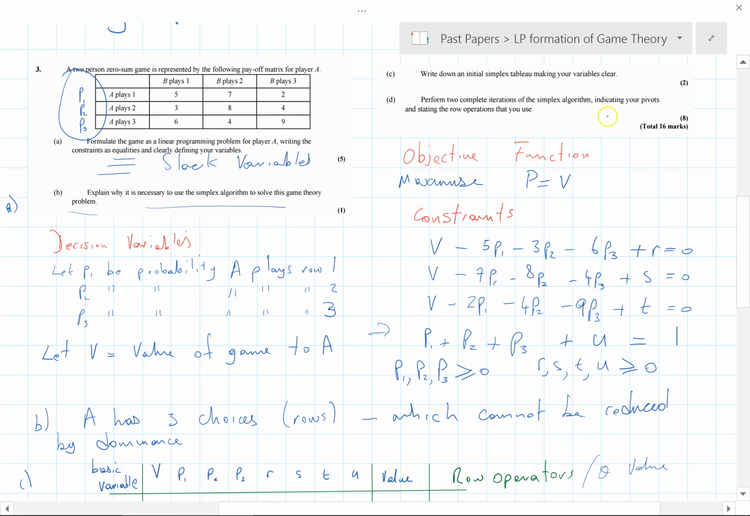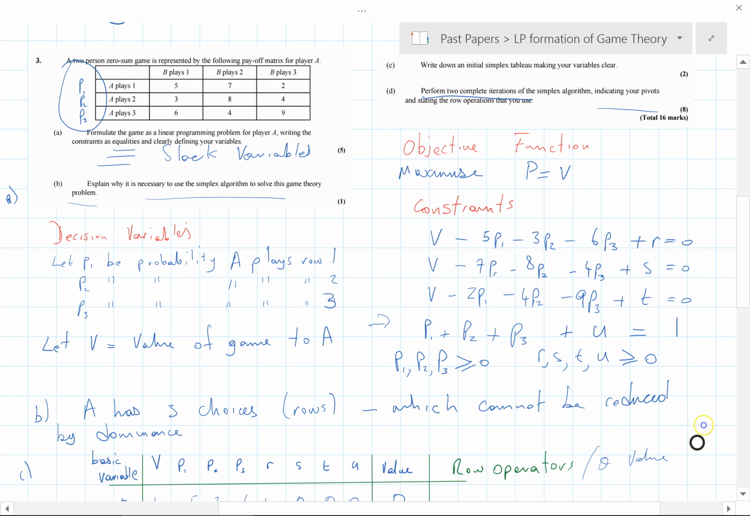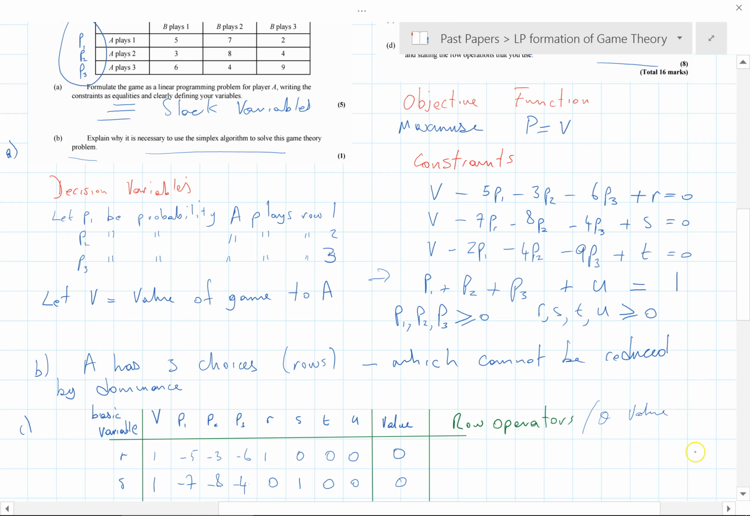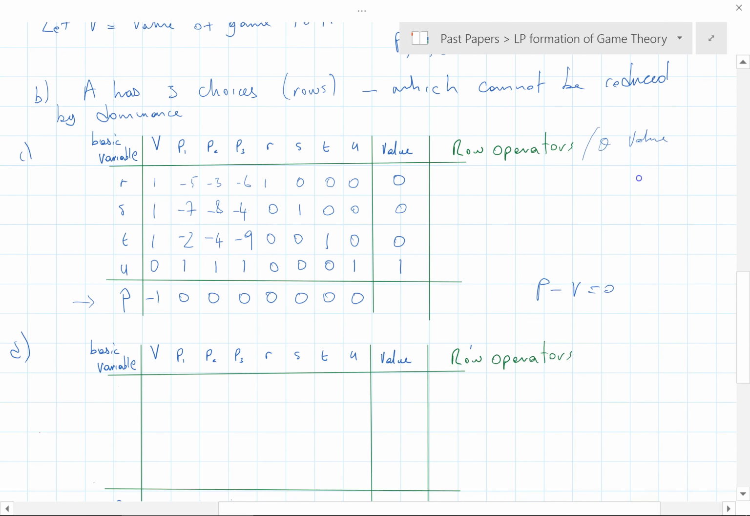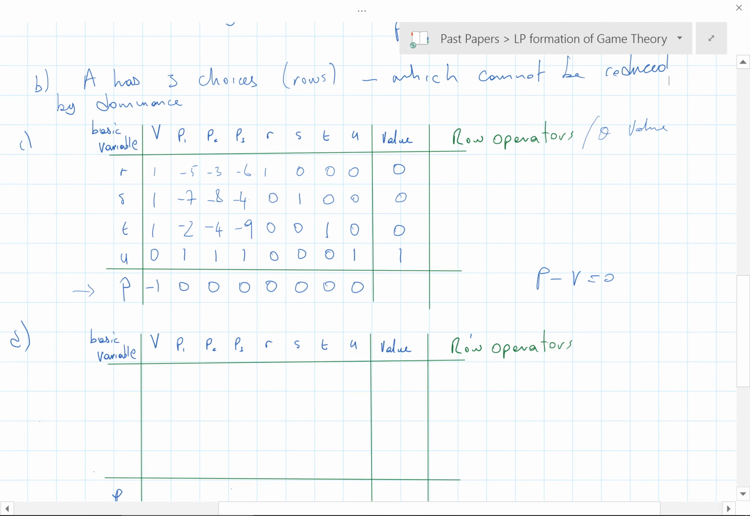So here we're not getting to the end of the problem. It's just asked to perform 2 iterations. We get the idea that if we were to carry on, we would get a solution. Okay, so we're going to do 2 iterations. Let's do the first one. Obviously, we look for the most negative pivot column. Well, there's only one negative here.